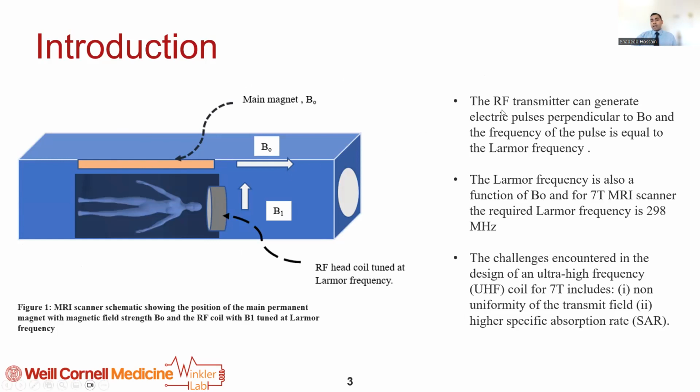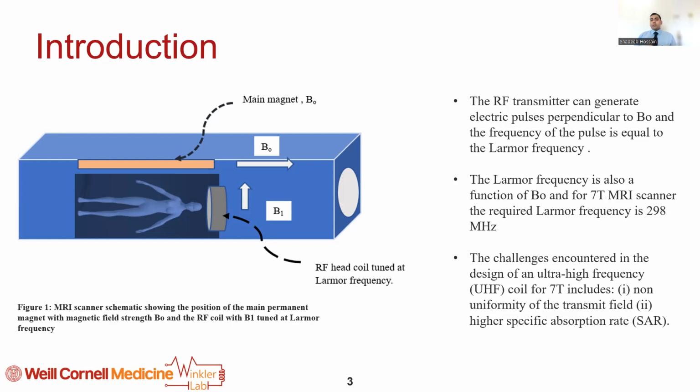The RF transmitter generates electric pulses, and the frequency of these electric pulses is equal to the Larmor frequency. Depending on the strength of the static magnetic field, there's a fixed Larmor frequency. Since my project is focusing on the 7 Tesla MRI scanner, the design has to be tuned for a 298 megahertz Larmor frequency.